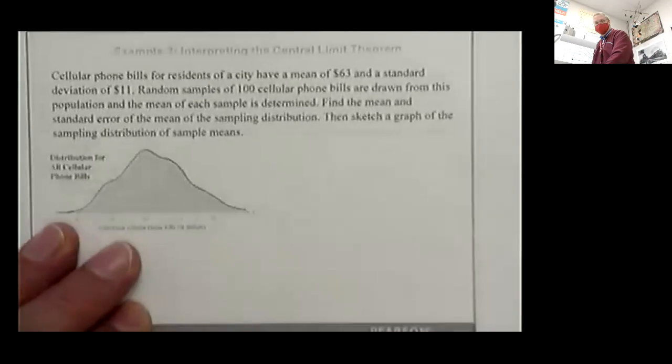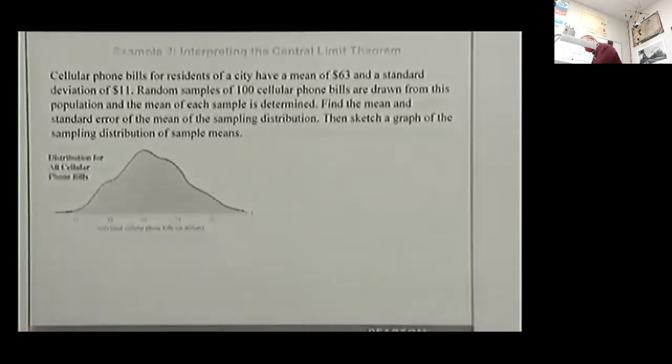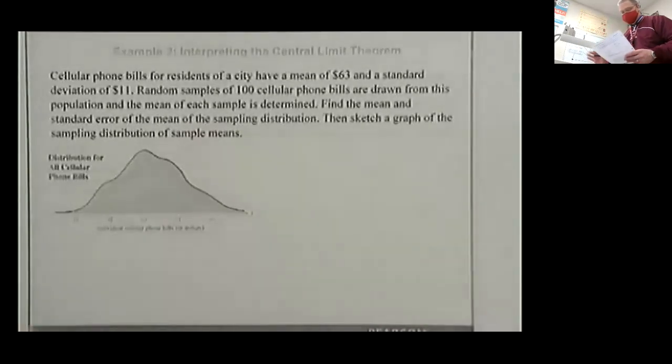So now we get into some examples. Here are cellular phone bills for residents of a city. They have a mean of $63 and a standard deviation of 11. Let's go through the rest of the problem. Random samples of 100 cell phone bills are drawn from this population, and the mean of each sample is determined. Find the mean and standard error of the mean of the sampling distribution, then sketch a graph of the sampling distribution sample space.